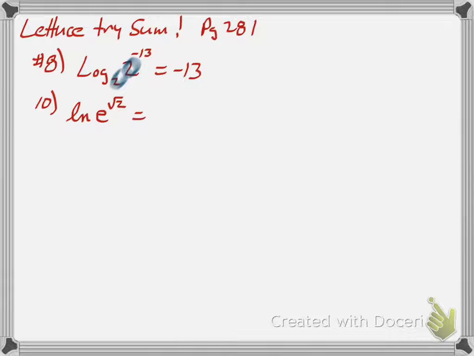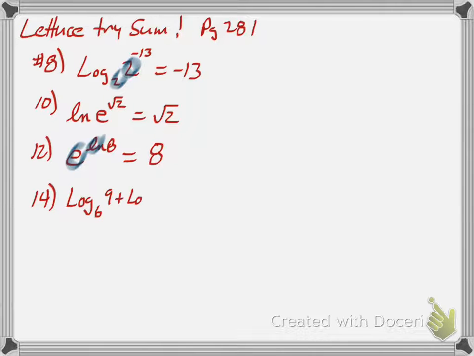Let's try another one. Bases match. Remember, natural log is the same thing as log base e. So that means this guy and this guy match. So what happens by our property? It just becomes the exponent. Or you could write 2 to the 1/2 power. It's the same thing. These guys and these guys are inverses. Just simply equals 8.